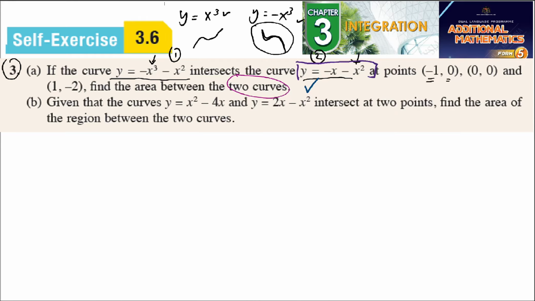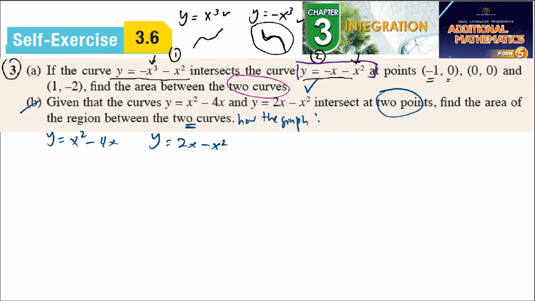So B, given the curves y is equal to x squared minus 4x and y is equal to 2x minus x squared intersect at 2 points, find the area of the region between the two curves. So like in A, you have to know how the graph looks like, so you can see whether you want to plus or minus when you do calculation. So this one is here.